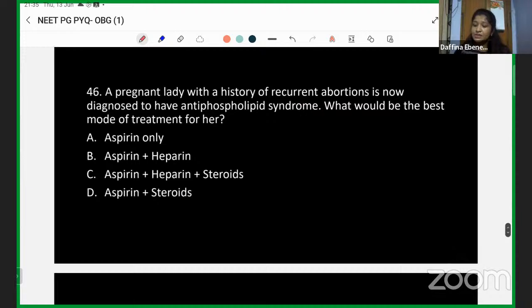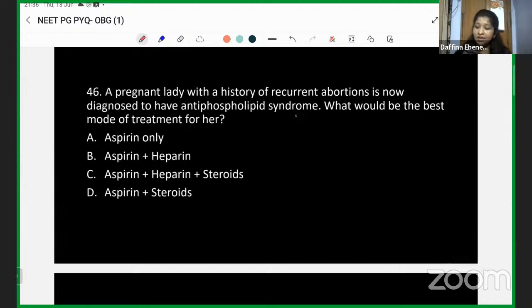A pregnant lady with a history of recurrent abortions is now diagnosed to have antiphospholipid syndrome. What would be the best mode of treatment for her? Aspirin only, aspirin plus heparin, aspirin plus heparin plus steroids, aspirin plus steroids. Okay. What is antiphospholipid syndrome? It is a condition where you're going to have recurrent arterial and venous thrombosis. This thrombosis is also going to affect your placental vessels. That will cause uteroplacental insufficiency, as a result of which you're going to have recurrent abortions.